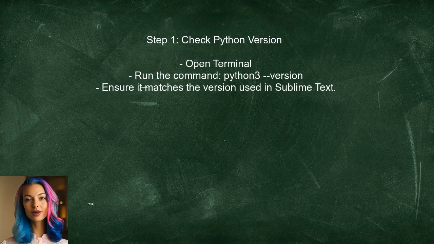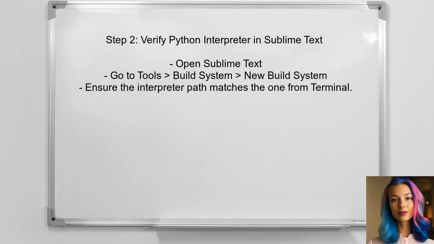effectively. First, the user should check which version of Python is being used to run the script. This is important because the module may be installed for a different version of Python than the one being used in Sublime Text. Next, the user needs to verify the Python interpreter that Sublime Text is using. This can be done by checking the build system settings in Sublime Text.